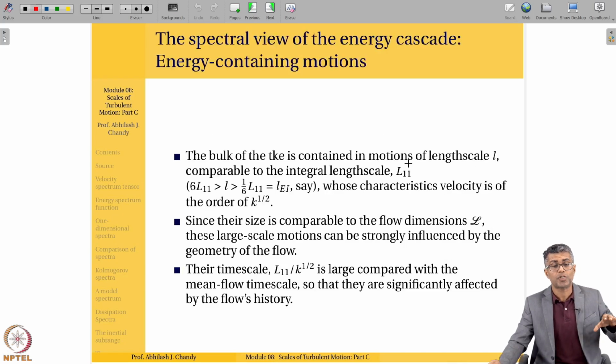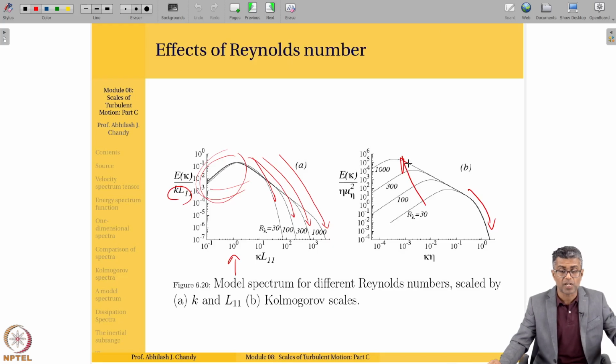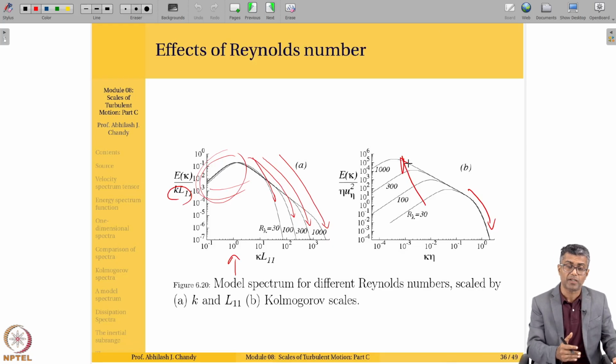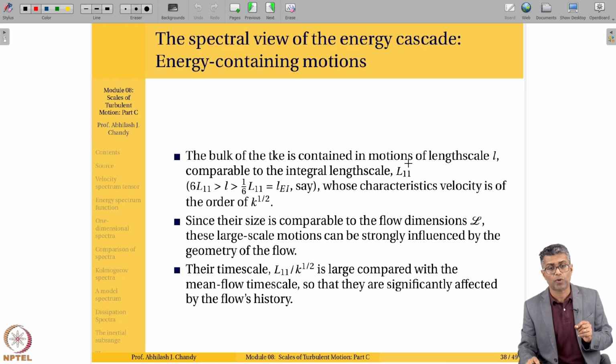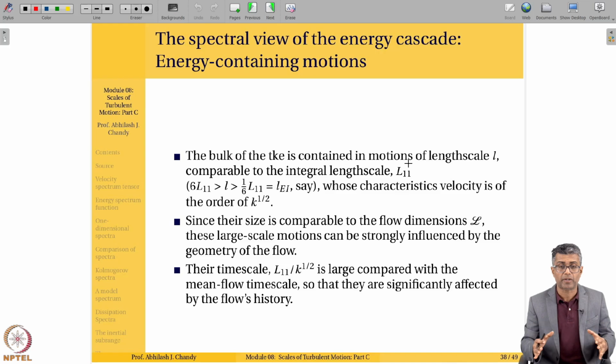Okay. So what we saw was the effective Reynolds number when we scaled it with the large scales, so k L11, and when we scaled it with the small scale, so eta U eta squared. And you can see the universal behavior was evident, and the non-universal behavior of the energy containing range was also evident. The next thing we are going to be looking at is the energy containing motions, and specifically we are going to be looking at the energy cascade in spectral space. So it's a spectral view of the energy cascade.